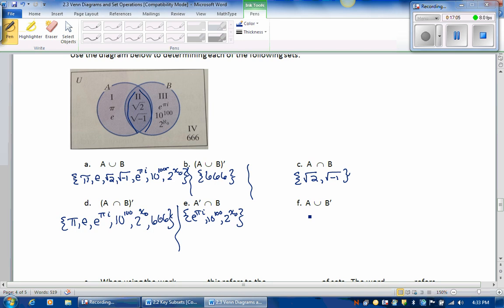A union B complement. So that's going to be the elements that are in A or not in B, or both. Okay, so they've got to be in A or not in B, or both. So we've got pi and e definitely in A. We've got square root of 2 and square root of negative 1 still in A. And 666 because it's in the complement of B. And there we have it.